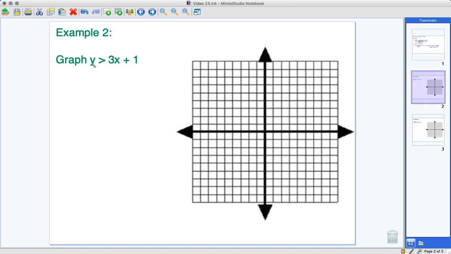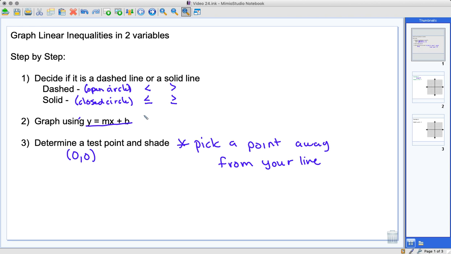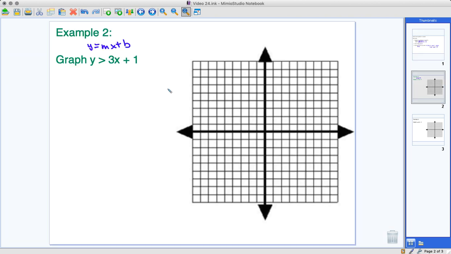So we've got graph y is greater than 3x plus 1. We're already almost in y equals mx plus b form, so that's a good sign. We always want to be in that form. The question you have to ask yourself is, is this dashed? Is it solid? Looking at my inequality sign, this one would be a dashed line.